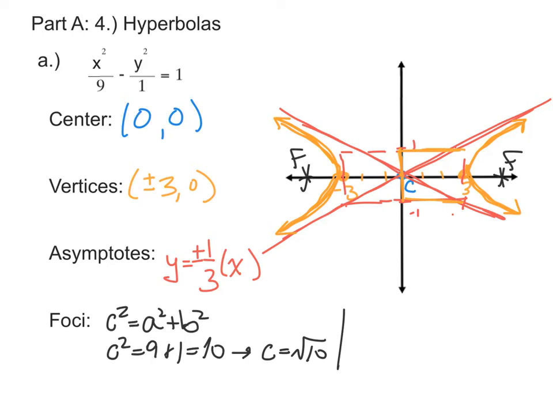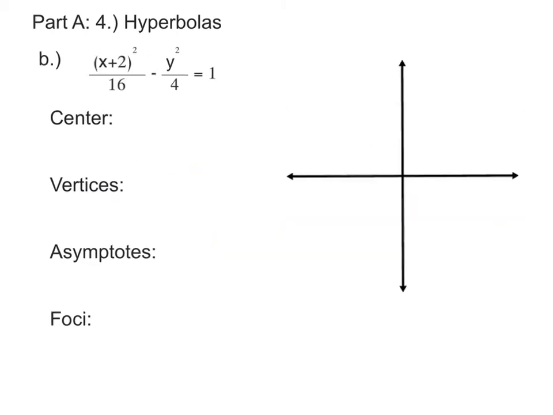Since the two foci are to the left and to the right of the center, we're going to start at the center, 0, 0, and add and subtract that square root of 10 from the x coordinate. So 0 plus or minus the square root of 10, 0. And that's a really good graph of the hyperbola.